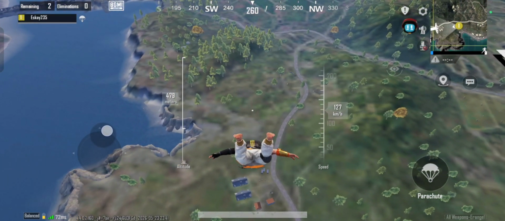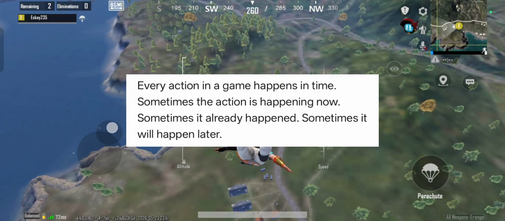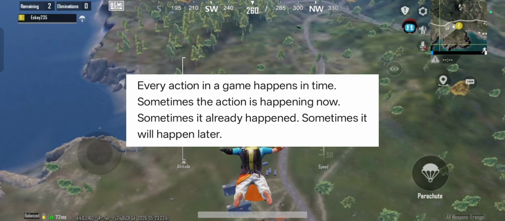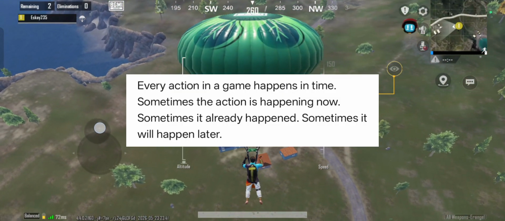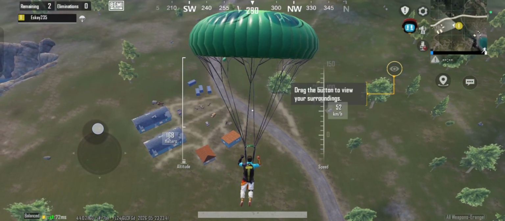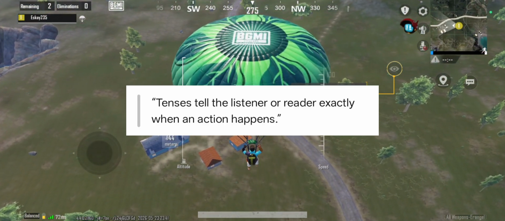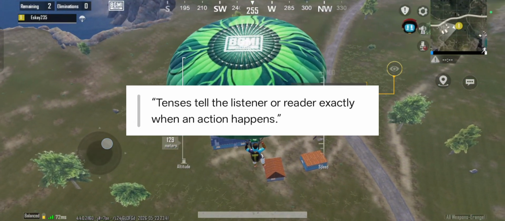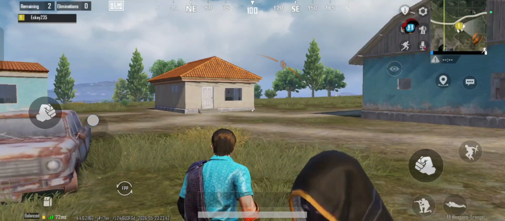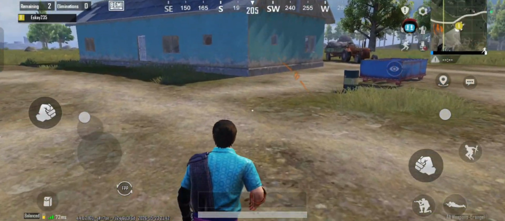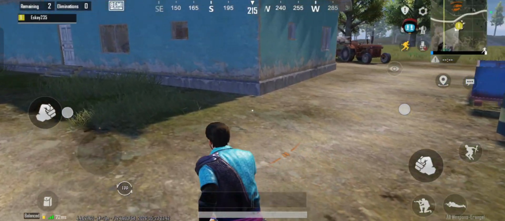Okay. So you should know that every action in a game happens in time. Sometimes the action is happening now, sometimes it already happened, sometimes it will happen later. See, tenses tell the listener or reader exactly when an action is happening. So let's enter the game and learn all 12 tenses. Let's go. But first, let us discuss person or perspective.